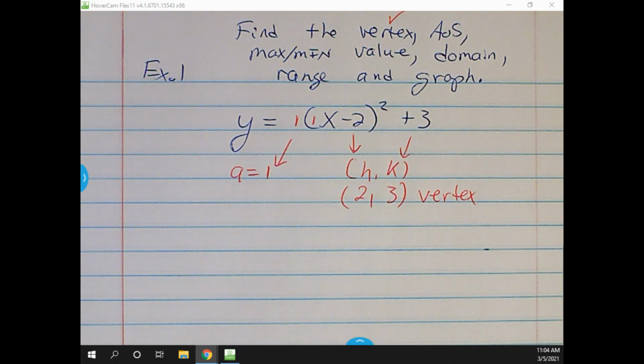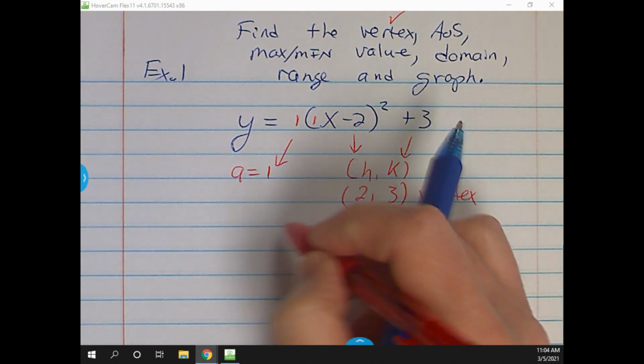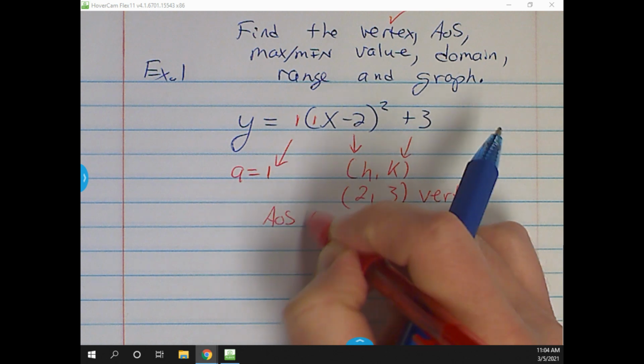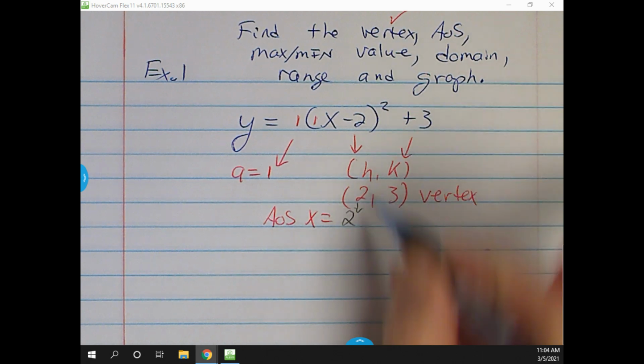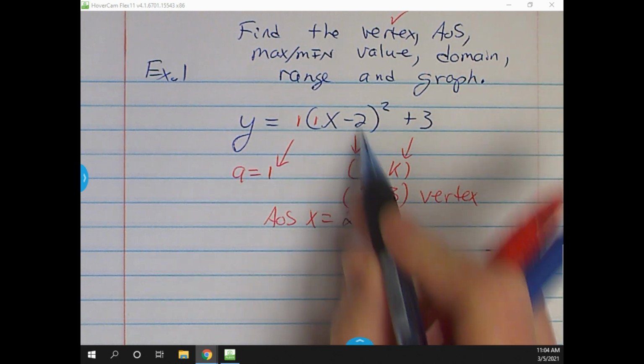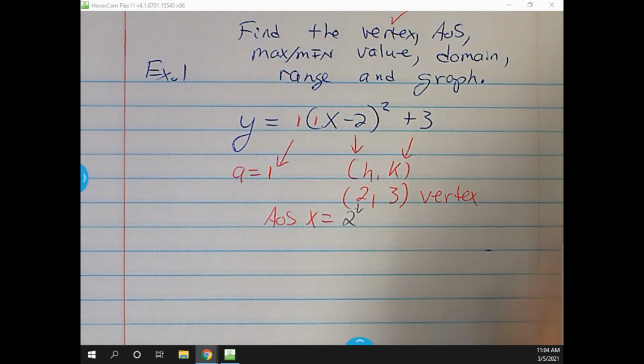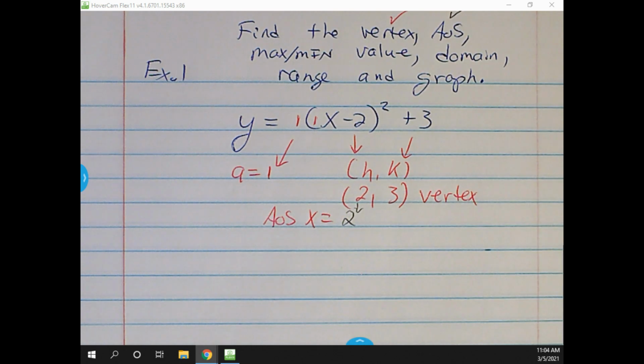Okay, so we've got the vertex. Once you get the vertex, now you have the axis of symmetry, because the axis of symmetry is x equals just the x number. So it's x equals 2, because you use the same number you get here, which is the number on the inside with the sign changed. It's the same thing for the axis of symmetry. So now the axis of symmetry is done.